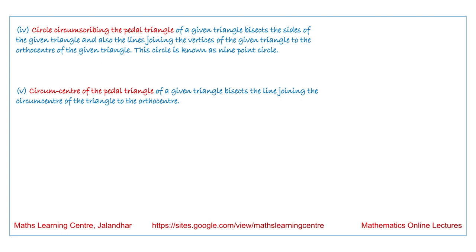The next result we have is, the circle circumscribing the pedal triangle of a given triangle bisects the sides of the given triangle and also the lines joining the vertices of the given triangle to the orthocenter of the given triangle. This particular circle is known as the 9-point circle. This circle is called the 9-point circle.